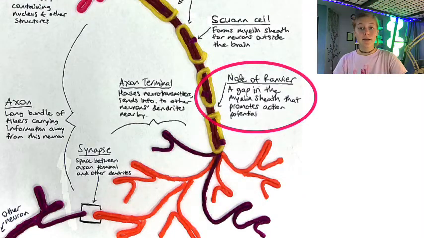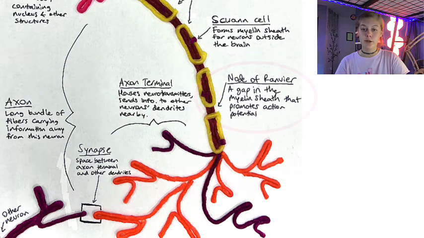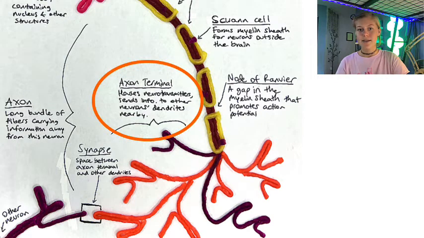Another bit that's interesting to note is the node of Ranvier. You'll see that there are gaps in the myelin sheath where it just sort of ends and leaves a bit exposed. So that's what helps promote action potential. We'll talk about that afterward, which is the positive sweep that causes the neurons to fire.